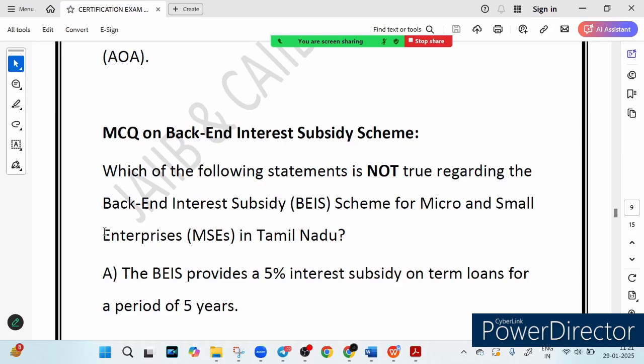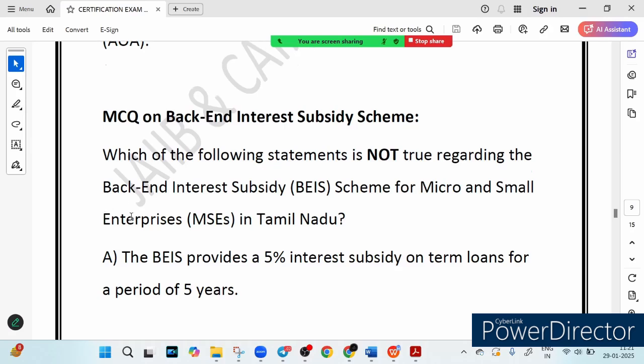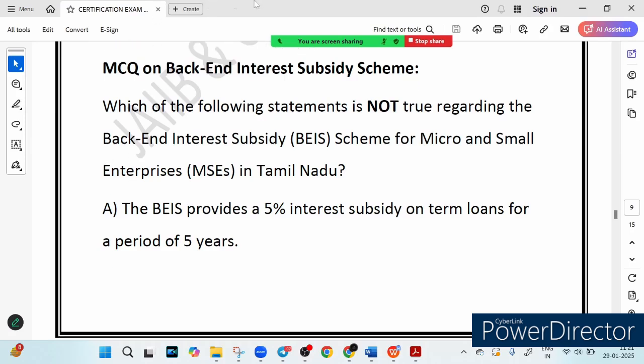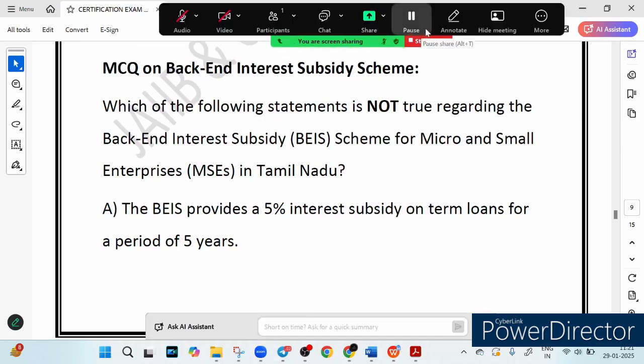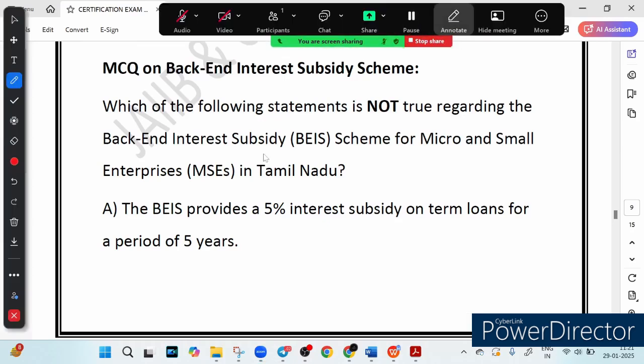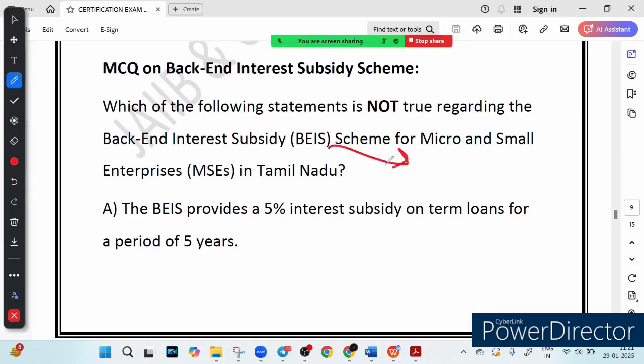Let's see the options. First of all, first option says that the BEIS provide a 5% interest subsidy on term loan for a period of 5 years. What do you think? Yes, this is true, because this BEIS, or we can call it back end interest subsidy scheme, offers a 5% interest subsidy on term loan, which means business will only need to pay 5% less interest on a loan for a period of 5 years. This helps ease the financial burden on the small business by reducing their loan repayment amount.